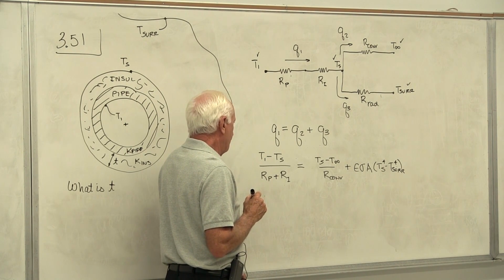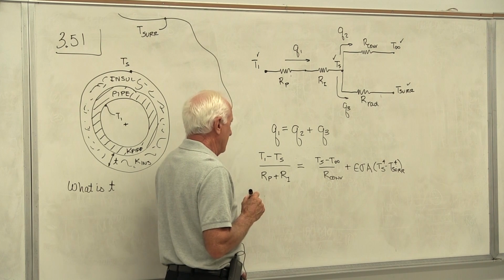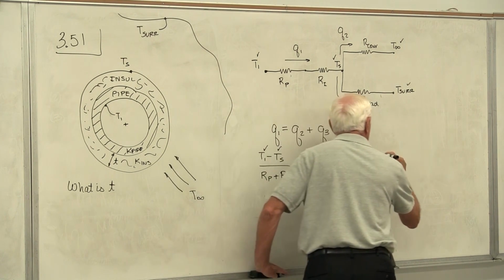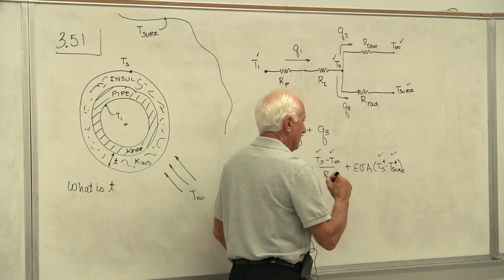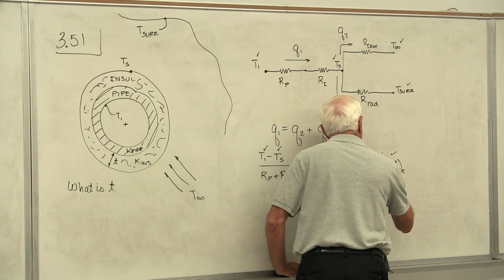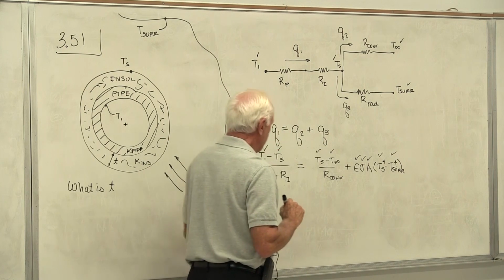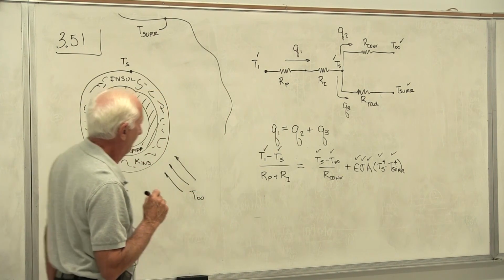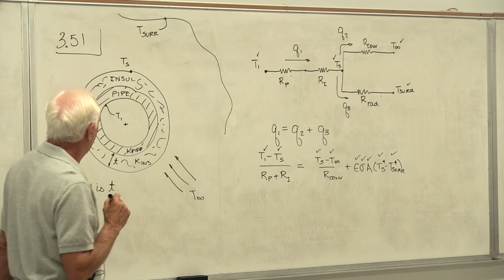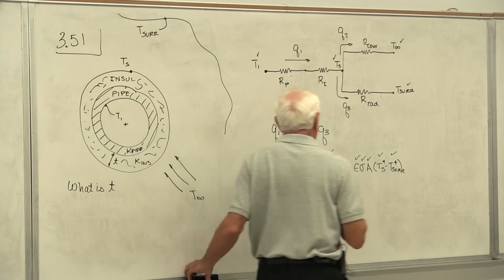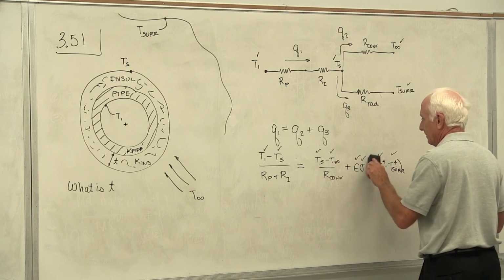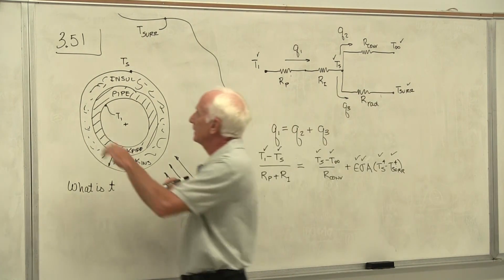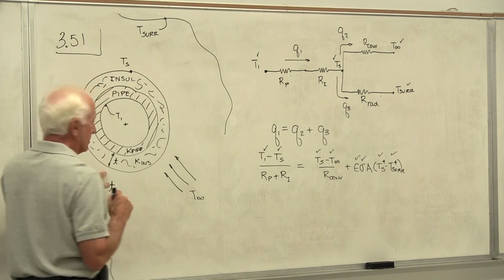Put a check mark by everything I know. T1, TS, T infinity, T surroundings, got it. Epsilon is given. A is the area, pi d L. I don't know if you know the area though, because without the thickness, you don't know. Oh, on the outside, yeah. The outside is unknown because the thickness is unknown.